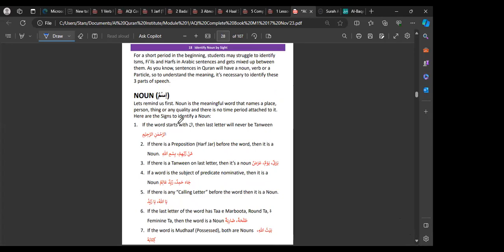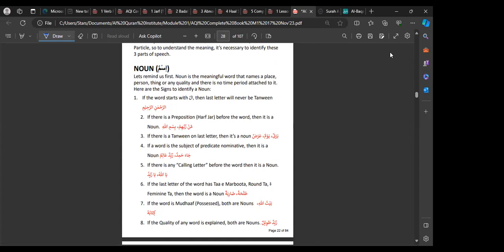The definition first. A noun is something that is meaningful. It has a meaning within itself, and it's connected to a place, a person, a thing, or any quality. And there is no time period attached, so it's not attached to any tense. It's without tense. And we have, I think, 8 signs. Yes, 8 signs for the noun. This, again, is not something you have to memorize, but you will learn it through practice. And we'll do some more practice in a bit, inshallah.